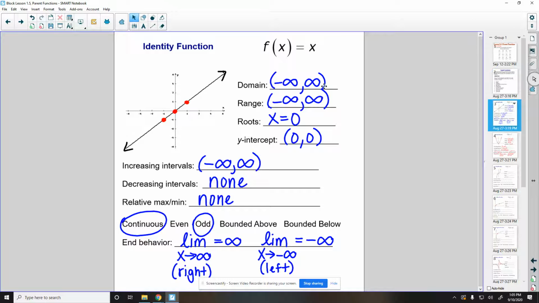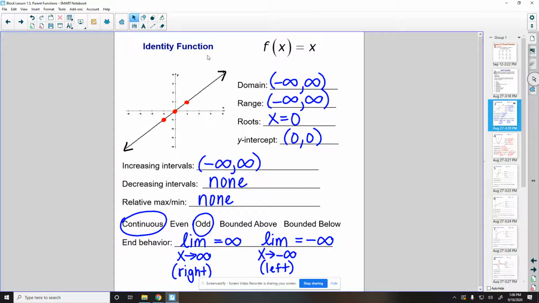So here's one of the slides with your parent functions. Basically, up here at the top it says identity function. Beside it gives the equation of the identity function, and then there's a graph shown. In class with students, we're going to go through and review what's the domain, what's the range, y-intercept, increasing, max, min, continuous, odd, end behavior. We're going to go over all that stuff that we've been working on for this identity function, okay?